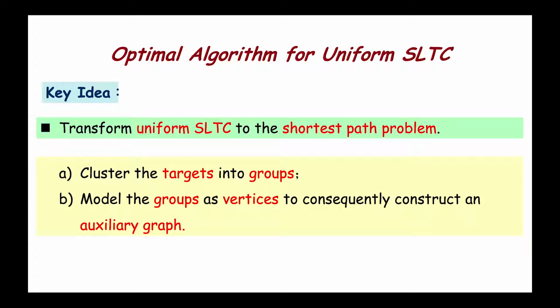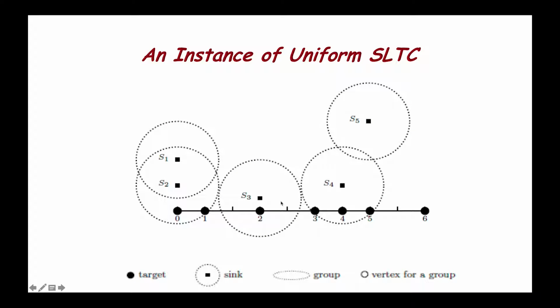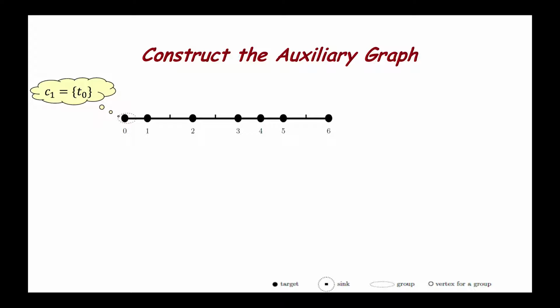Here we give our algorithm for uniform SLTC. We cluster the targets into groups and then model the groups as vertices to construct an auxiliary graph. A target group is a set of targets that can be covered by a sensor. For example, here target 4 cannot be a group because any sensor covers either 3, 4 or 4, 5, but not 4 alone.